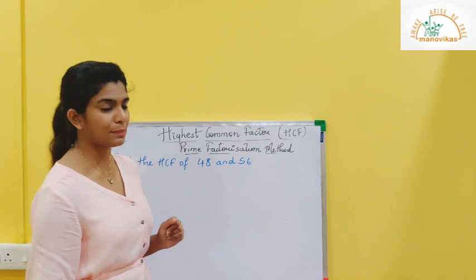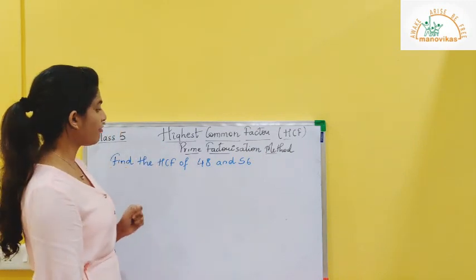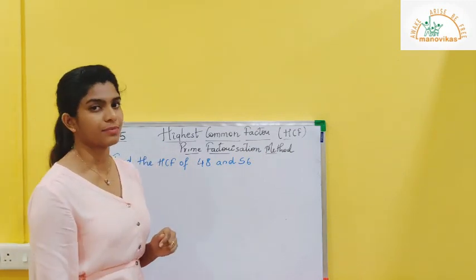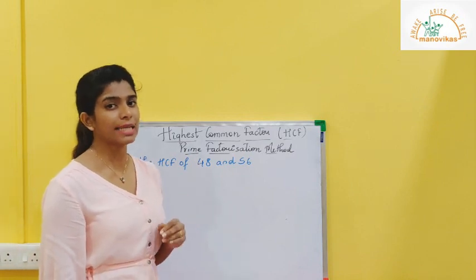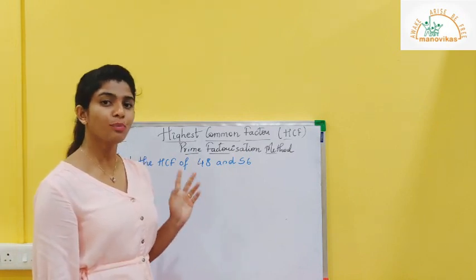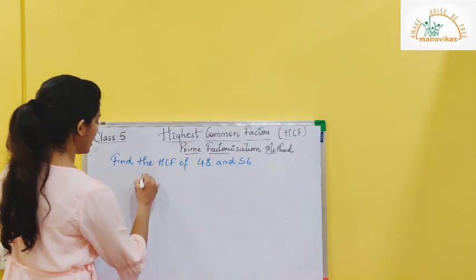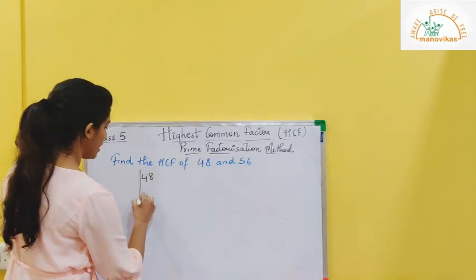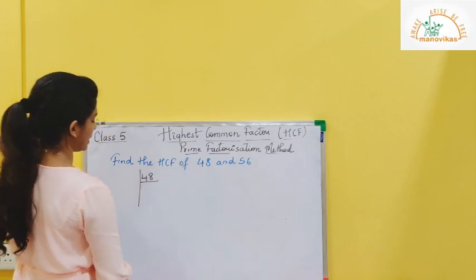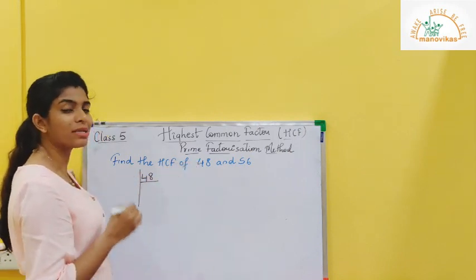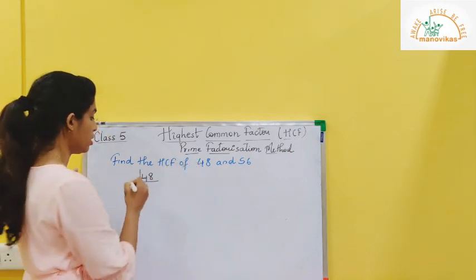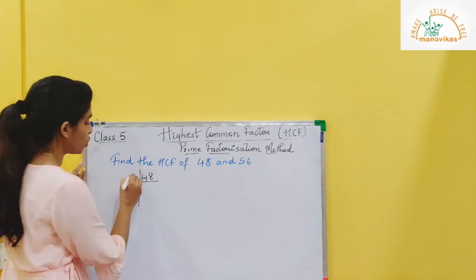Students, in the previous class you all have learned how to do prime factorization of a given number. We'll take one example. Find the HCF of 48 and 56. There are two numbers, 48 and 56. We have to do prime factorization of both these numbers. So I write 48 here first and do a prime factorization of 48. So I have to start from the smallest prime number. So the smallest prime number is 2.